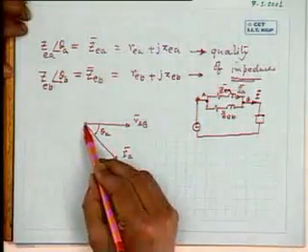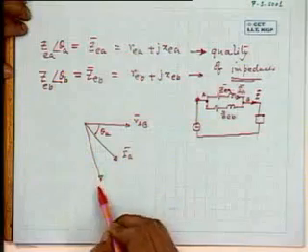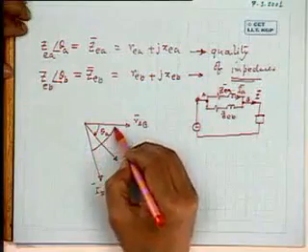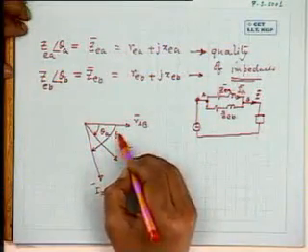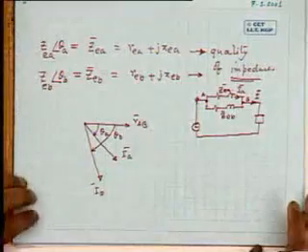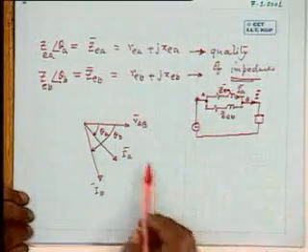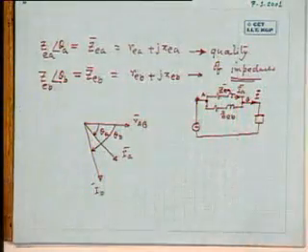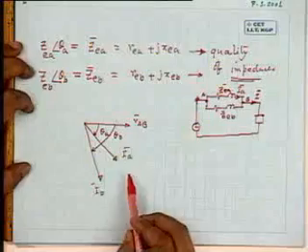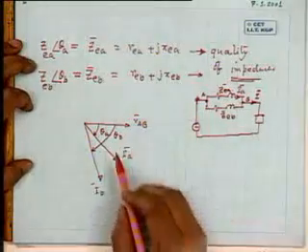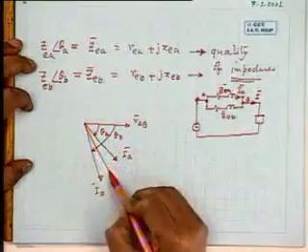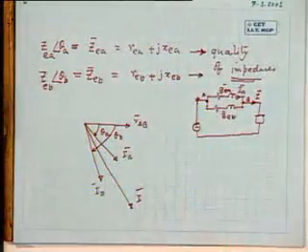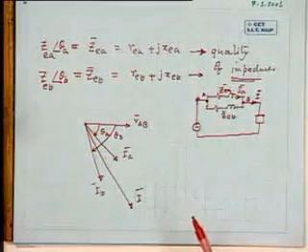Therefore, with respect to this voltage, IA bar will lag by an angle theta A, and IB bar will be lagging by its own power factor angle theta B, where V bar AB is the voltage across this parallel combination of leakage impedances. Therefore, what will be the total current? The sum of these two currents. So if you add vectorially these two currents, your total current will be like this.